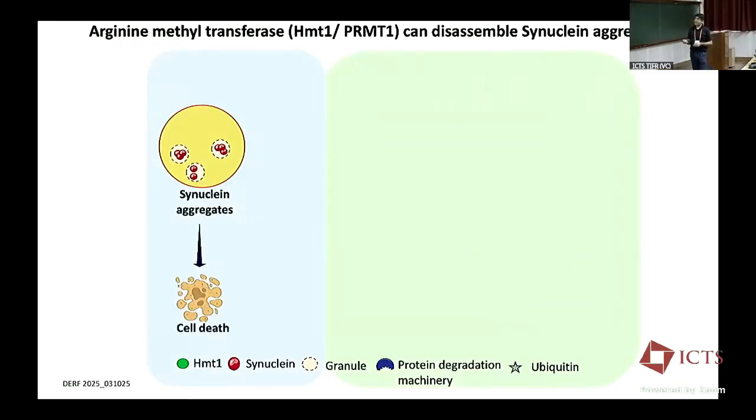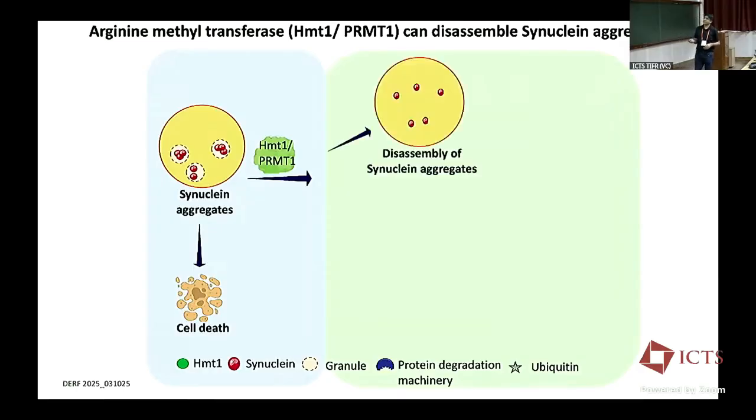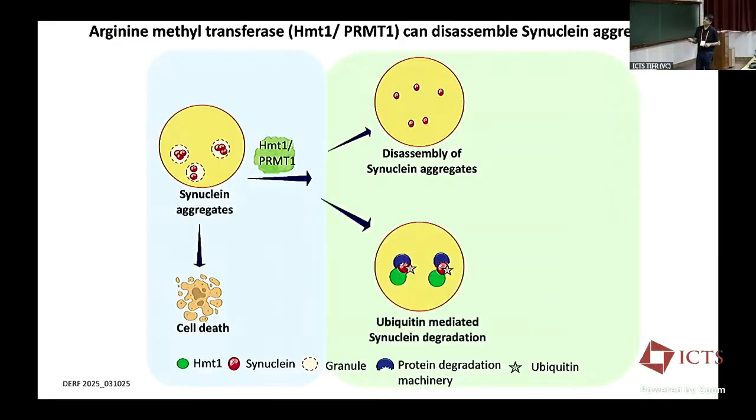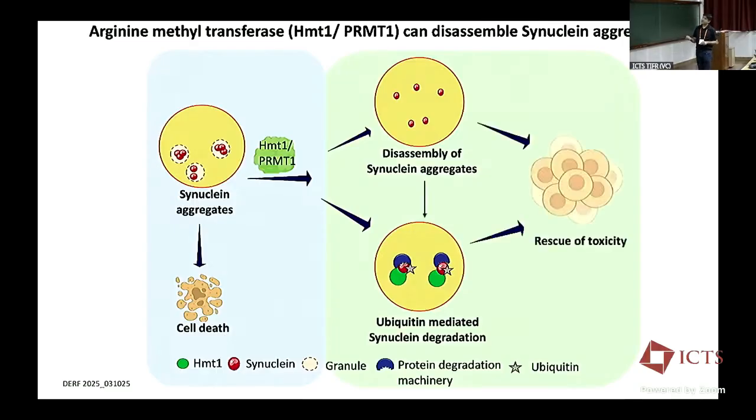All right, so with that, what I'm trying to suggest is that there are synuclein aggregates, and they usually cause cell death. What our results, which we didn't seek out to find in the beginning, but have taken us in this direction, suggest is that this methyltransferase, independent of its catalytic activity, is involved in the disassembly of these synuclein aggregates. And post-disassembly, they are also promoting ubiquitin-mediated degradation of the synuclein protein. And by doing that, they are able to rescue the toxicity, which is what we are observing both in the case of yeast as well as in the case of humans.